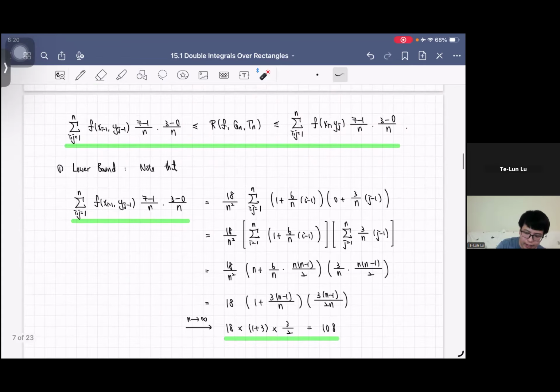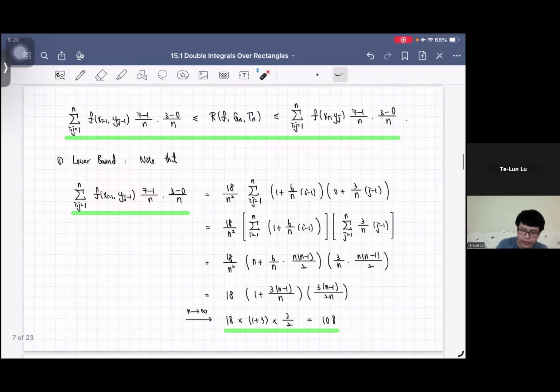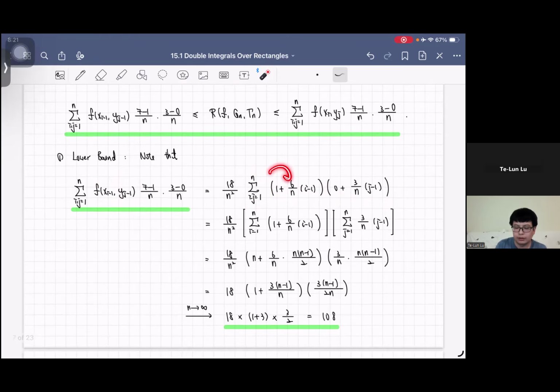So we see that these two terms are actually independent of i and j. So you have 6 times 3 in the numerator and n squared in the denominator. For the summation, we know that it is x_{i-1} times y_{j-1}, right? That's the definition of f of (x, y). In particular, x_{i-1} is given by 1 plus (i minus 1) times 6 over n, and the same thing happens for y_{j-1}. Note that the summation here can be split up, because this factor is independent of j, and this factor is independent of i.